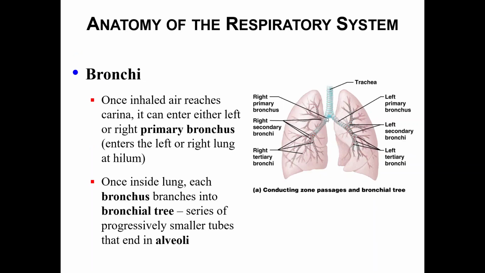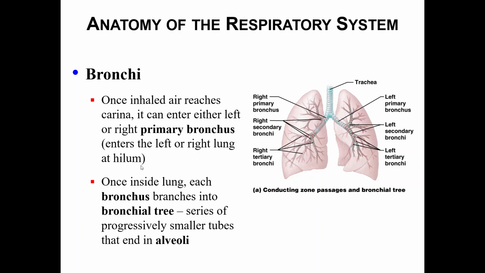Now, once we hit that carina, we mentioned we are going to branch off into the bronchi. You have both a left and a right primary bronchus. Bronchus is singular, bronchi is plural. This is how you get into the lungs themselves. Where the bronchi enter the left and the right lung, we call this region the hilum.